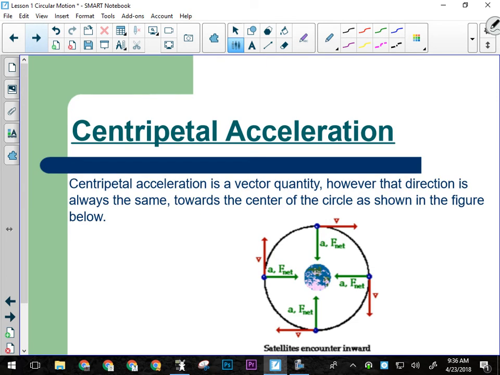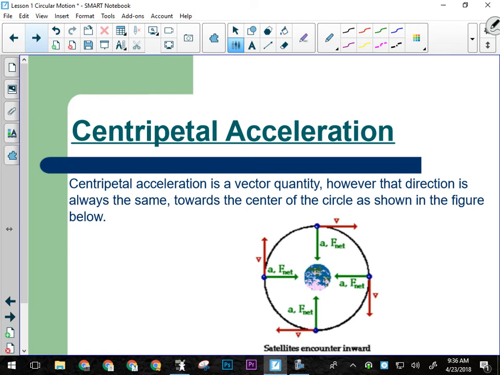So centripetal acceleration is a vector quantity. Because it's centripetal, it is always towards the center. Centripetal means center seeking. So in this unit, we'll use vectors a lot less, unless a question specifically asks what direction the centripetal acceleration is. You don't need to write it, because centripetal by definition means towards the center, into the middle.